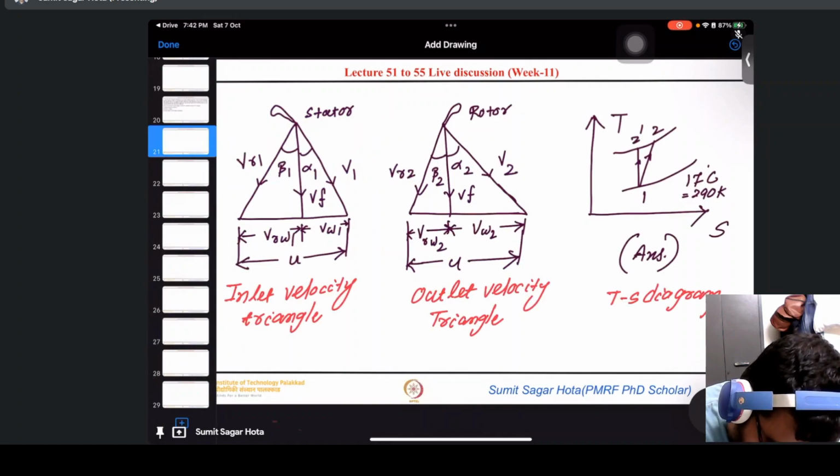VW1, from the left side triangle, equal to Vf into tan alpha 1, because tan alpha 1 equal to VW1 by Vf. So VW1 equal to Vf into tan alpha 1. VW2, from the right side triangle, you can see tan alpha 2 equal to VW2 divided by Vf. That means VW2 equal to Vf into tan alpha 2. Okay.